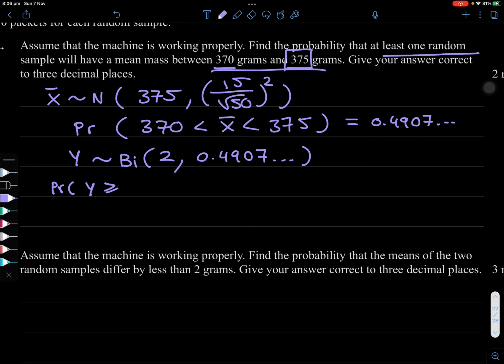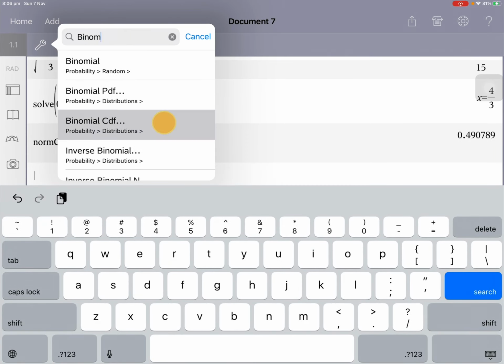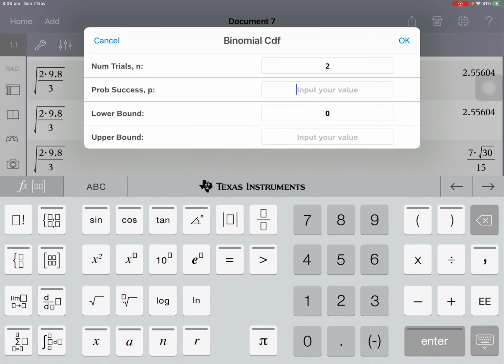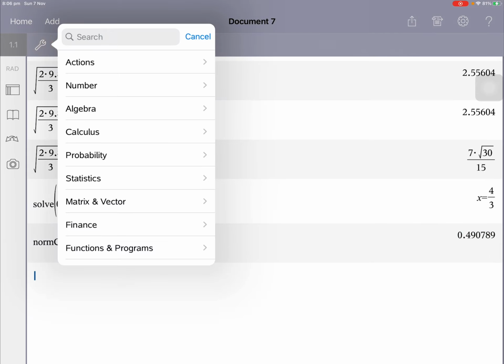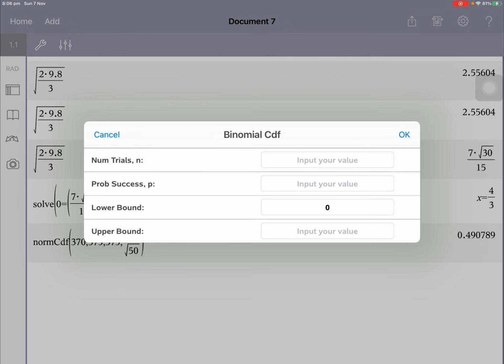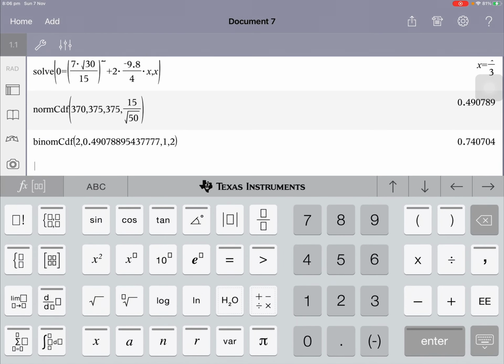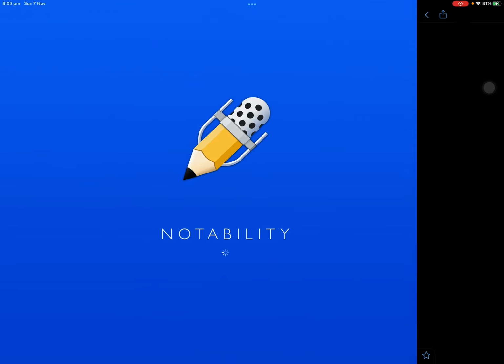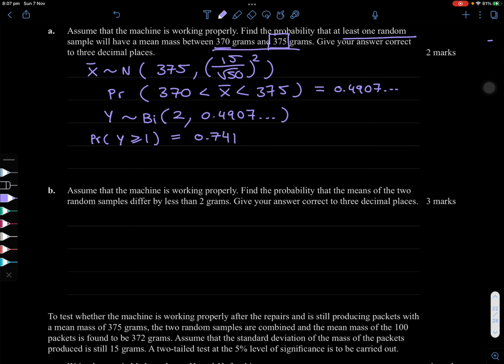Probability of y being greater than or equal to 1, okay? And going back here, we're going to use binomial CDF for that. Number of trials was 2 because there's 2 actual samples. Our probability of success is what I just copied, and the lower bound is 1, upper 2, because we want at least 1. And that gives us a probability of 0.741. It wants it to 3 decimal places, so 0.741. That's our answer.